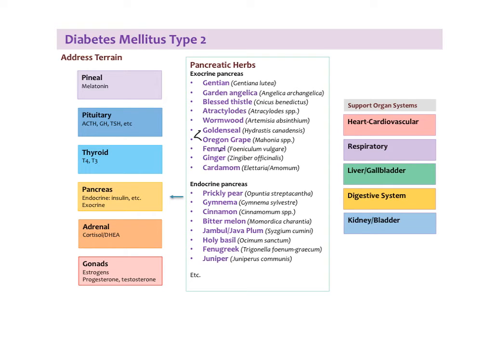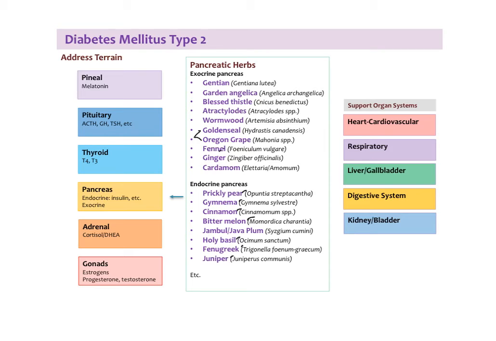The endocrine pancreatic herbs I've put here are thought to be insulin sensitizers. That would be things like prickly pear, gymnema, cinnamon, bitter melon, the jambul or java plum, Syzygium cumini, holy basil, fenugreek, and juniper. These all have various levels of evidence.